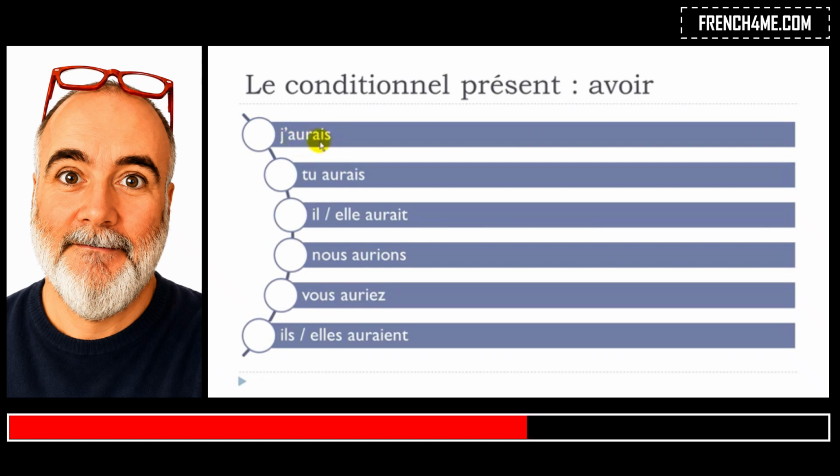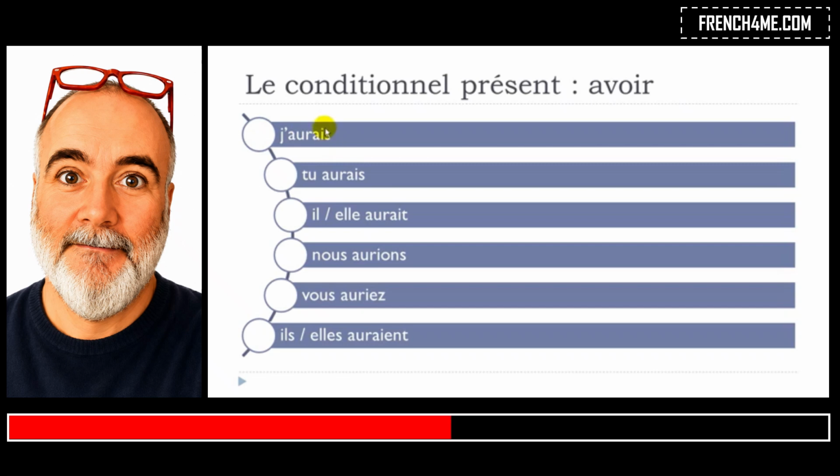And then take a good look at the endings. AIS, AIS, AIT, IONS, IEZ, IENT, okay? The endings for the conditionnel présent form. Okay, so let's see how you pronounce them now.